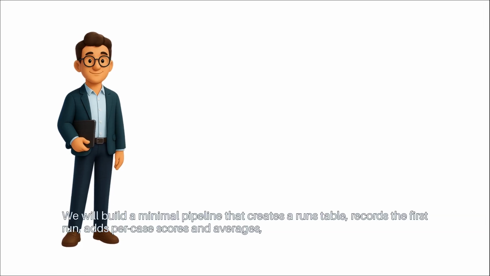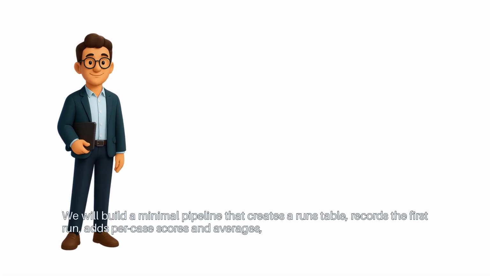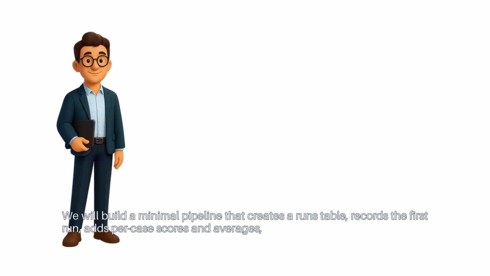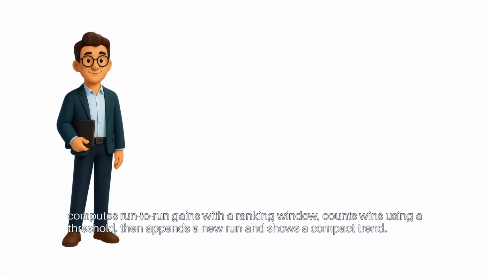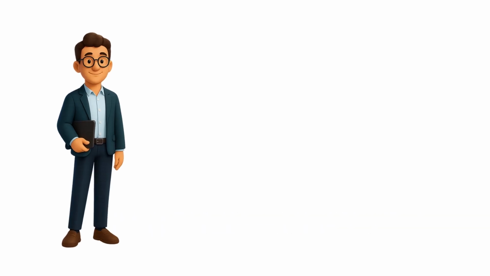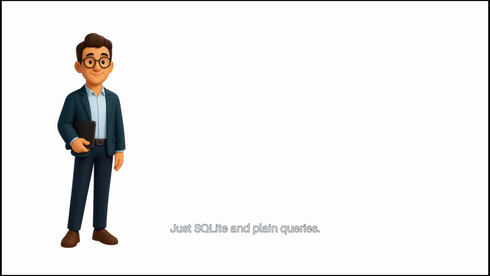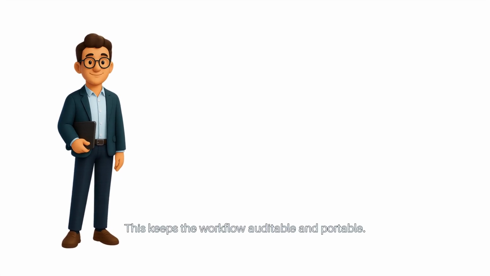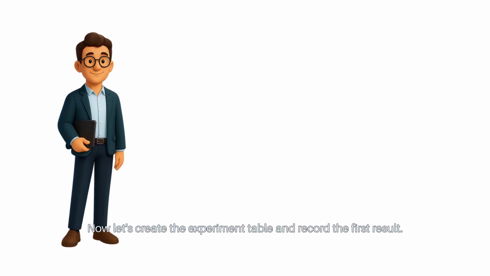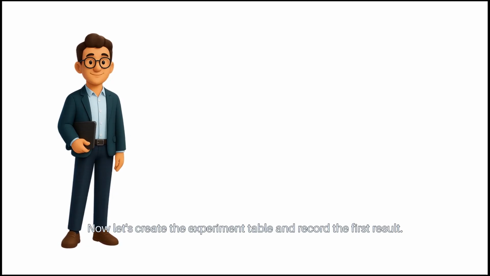We will build a minimal pipeline that creates a runs table, records the first run, adds per-case scores and averages, computes run-to-run gains with a ranking window, counts wins using a threshold, then appends a new run and shows a compact trend. Nothing fancy, just SQLite and plain queries. This keeps the workflow auditable and portable. Now let's create the experiment table and record the first result.